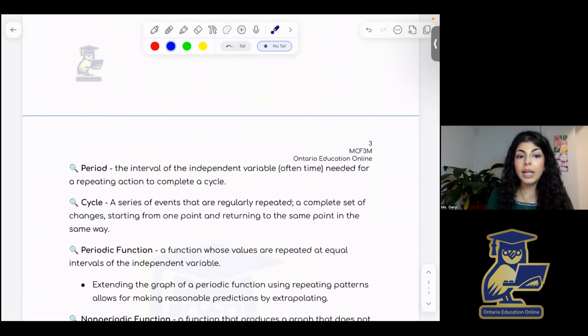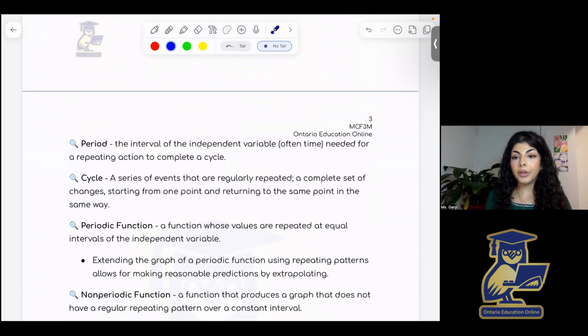Now, a cycle is the series of events that are regularly repeated. So in the case of the swimmer, one cycle is going to one end of the pool and then swimming back. And it can also be a complete set of changes. For example, a seasonal change, or every year when the seasons are changing, that's one cycle throughout the year.